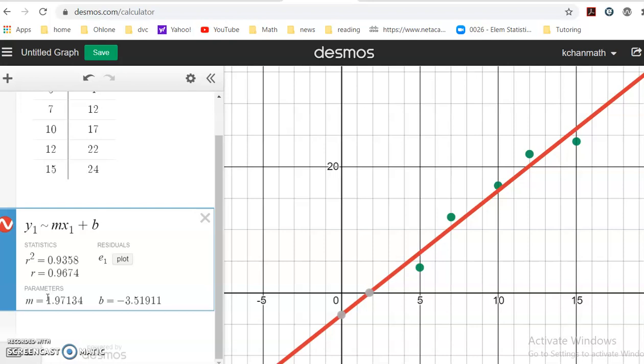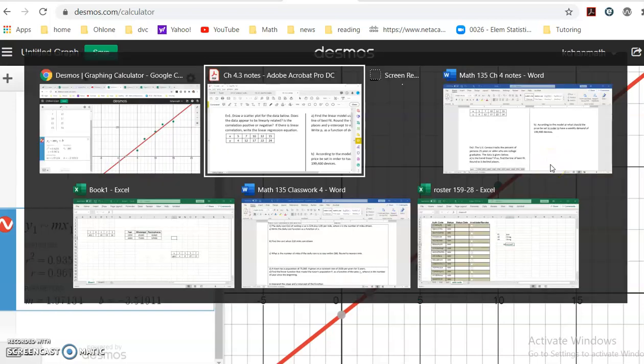1.971, usually 3 decimal places, negative 3.519. So that is our best fit line, and they actually graph it. You can see that this line goes almost through all the points. You can use it to model the change of this data. It doesn't fit all the points, but it's a best fit.